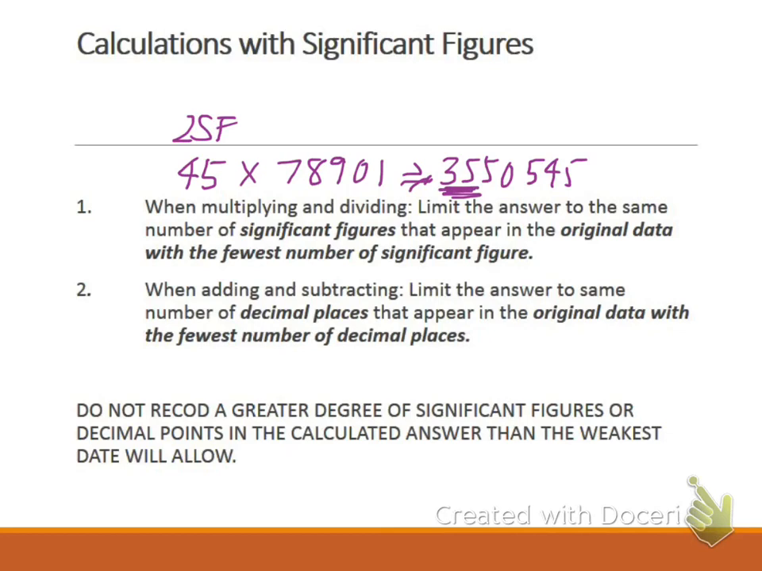It would not just be 36. It would be 3,600,000. You still need those zeros. That's how I would report that number.